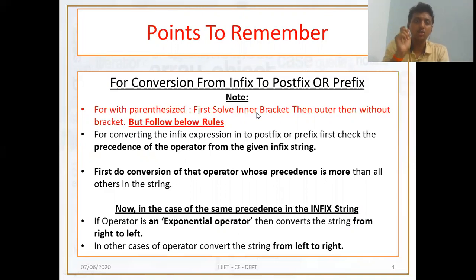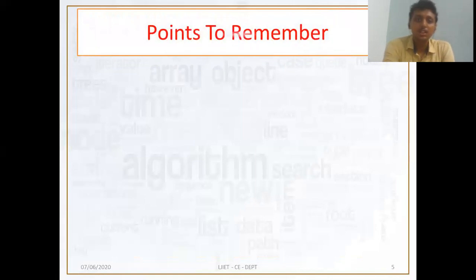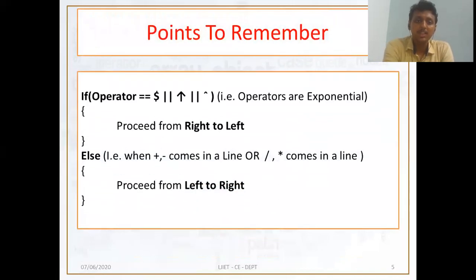Okay, so I'm not going in deep, so let's move forward. Another point to remember, same as previous: if the operators are dollar, arrow or caret, go from right to left. If the operators are plus, minus, division or star, then choose from left to right.